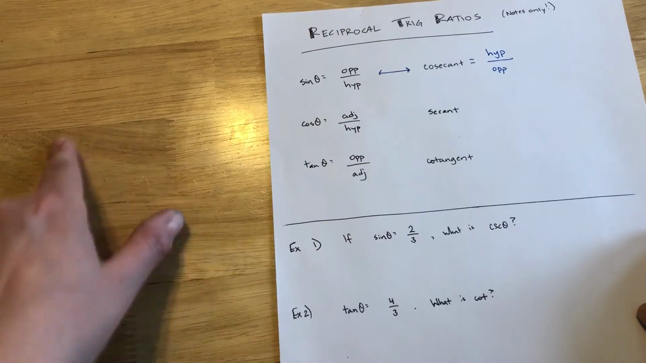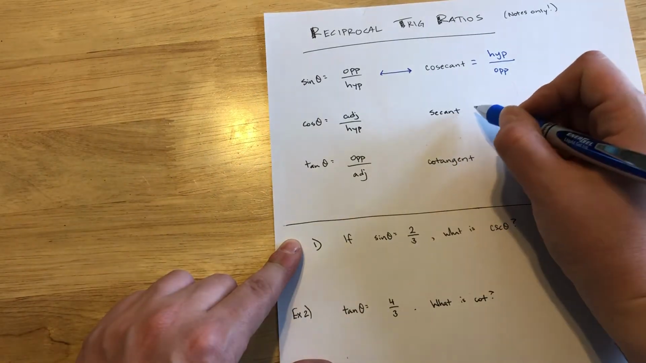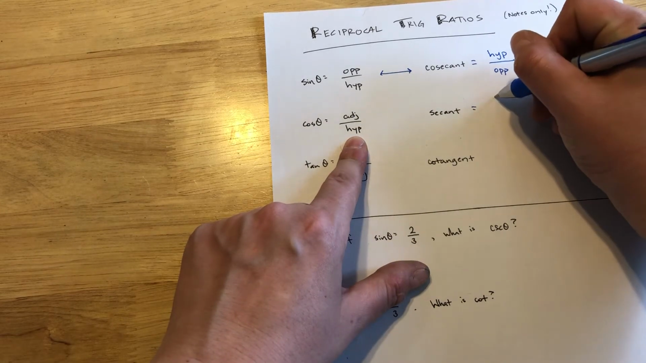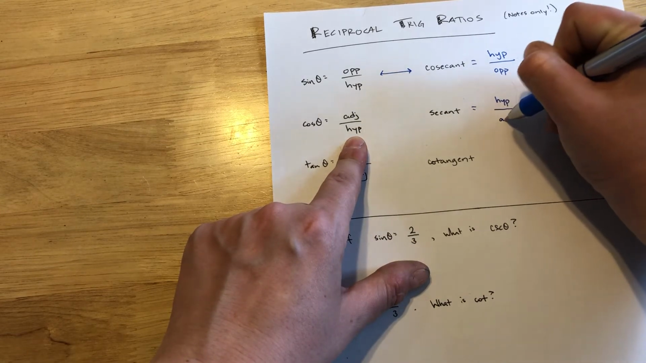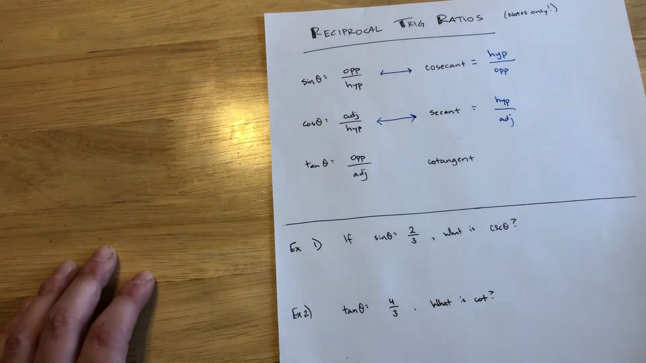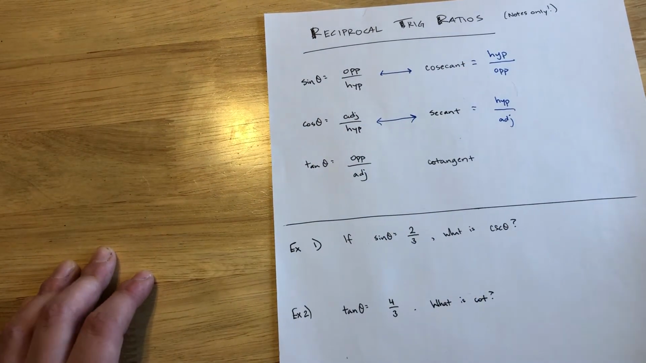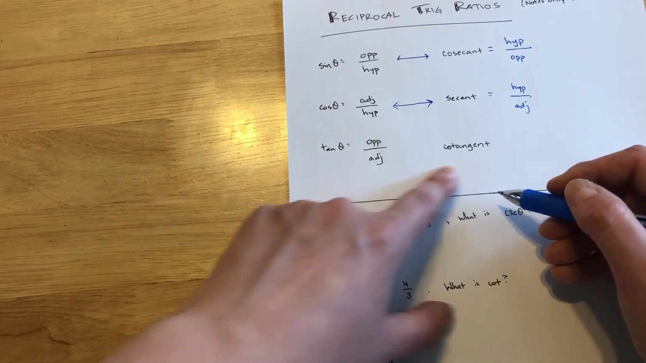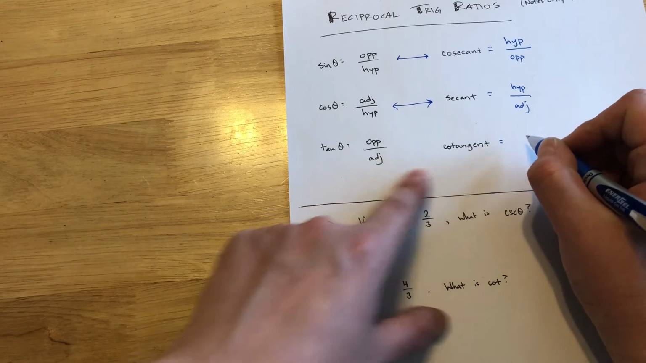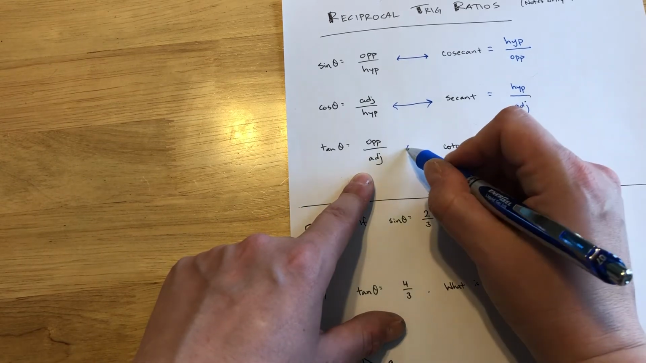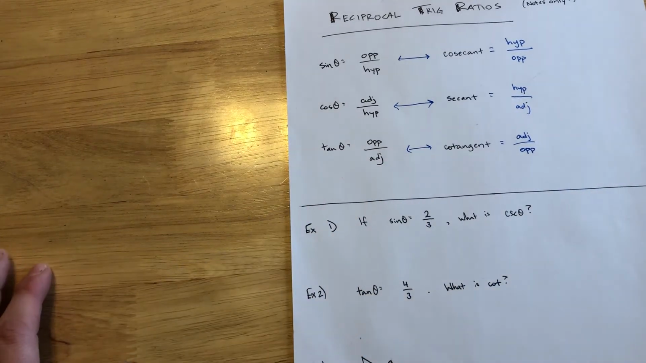For cosine, its reciprocal is secant. So cosine is the adjacent over the hypotenuse, while secant is the hypotenuse over the adjacent side. So cosine and secant are reciprocals of one another. And lastly, tangent is opposite over adjacent, and cotangent then, the reciprocal, would put the adjacent side over the opposite side. So tangent and cotangent are reciprocals of each other.